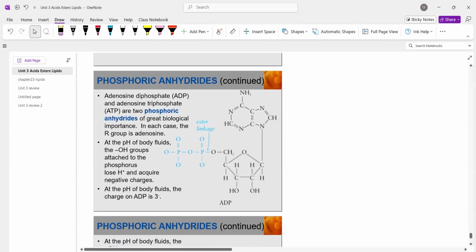Speaking of ADP, this is what it looks like. So this sugar here is a ribose sugar. And this is all done on carbon number 6. And this attaches to a heterocyclic molecule.